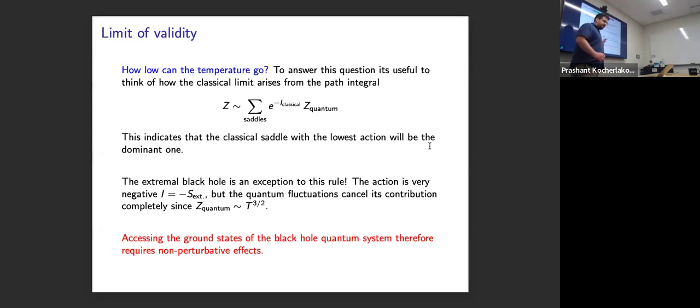I didn't write a formula for that lower bound because to write the precise formula, you will need to know exactly the size of these other non-perturbative effects to say precisely how low you can go. But it's expected to be exponentially small in the entropy, in the extremal entropy.